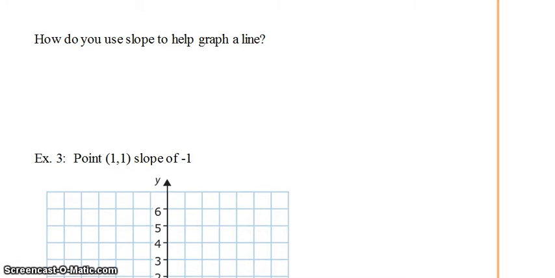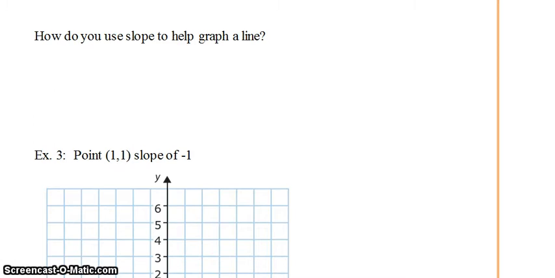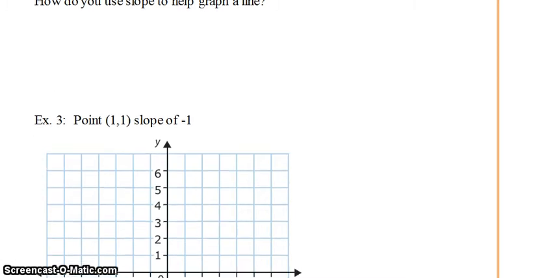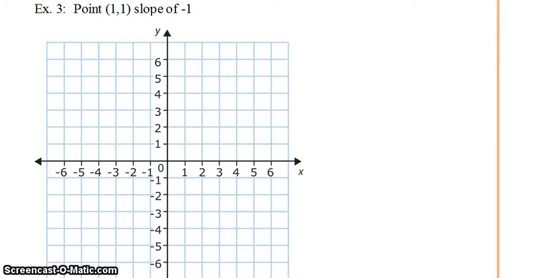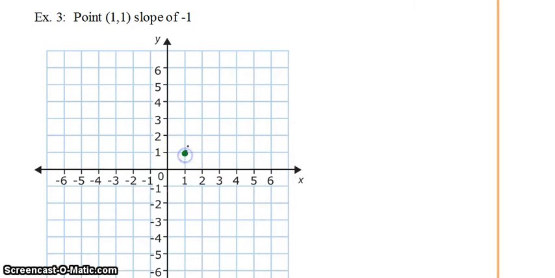Okay. Now, how do you use slope to help graph a line? So we're going to look at this example. That's kind of our posing question. We want to have a point 1, 1, but the line has to have a slope of negative 1. So it's basically saying we're finding a line that has a slope of negative 1 and includes the point 1, 1. So I'm going to graph 1, 1. And I know that the slope is rise over run. And negative 1, I can write that as a fraction. That's negative 1 over 1.